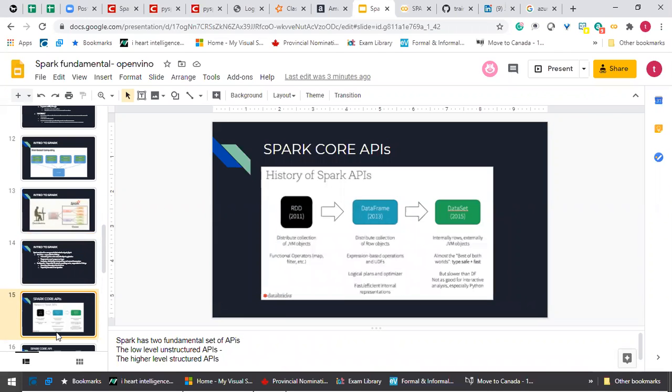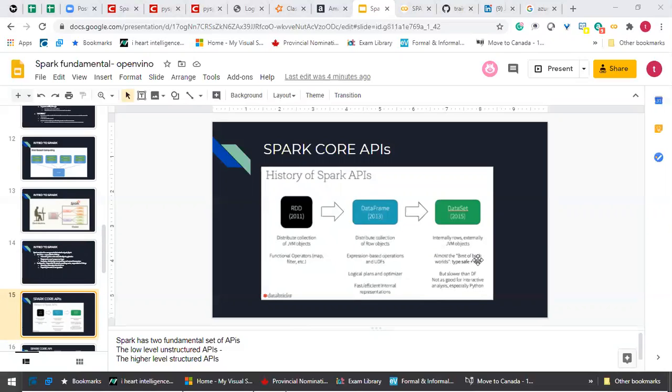Let's talk about the Spark Core API. I'll go a little bit fast because I think we only have one hour. Can anyone help me check how long we have until the next session? Because I'm not sure how long this session is supposed to last.